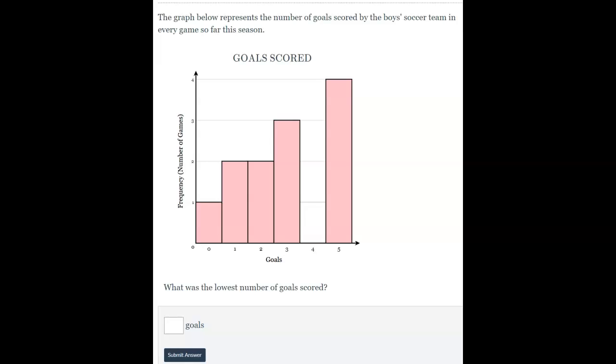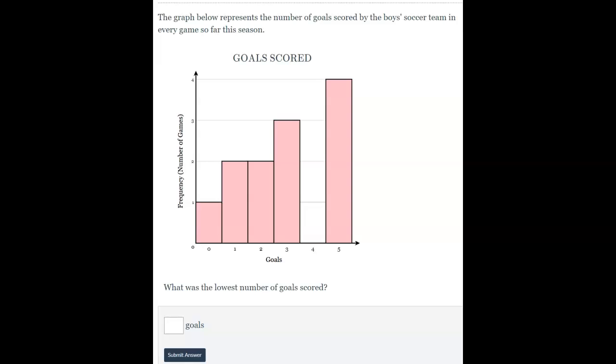Hello mathematicians, I hope by the end of this video you can say I can use data from a random sample to draw inferences about a population with an unknown characteristic of interest. We're going to be focusing on histograms in this video. These problems are going to be coming straight from Delta Math, so it should be good practice for us all.